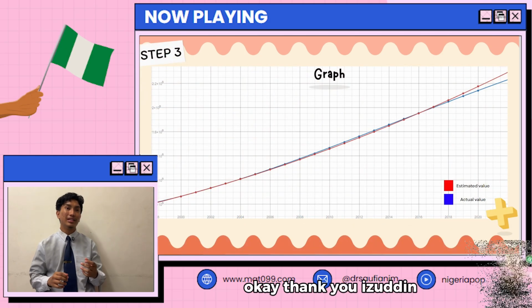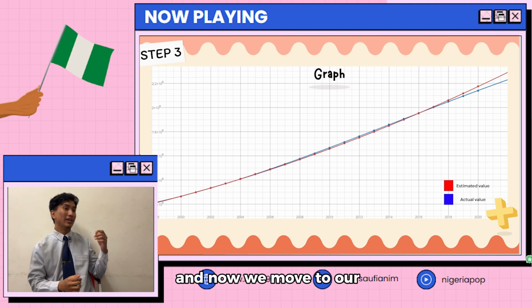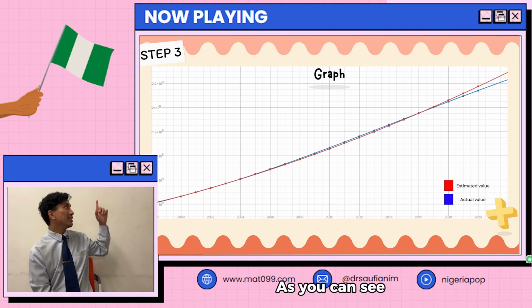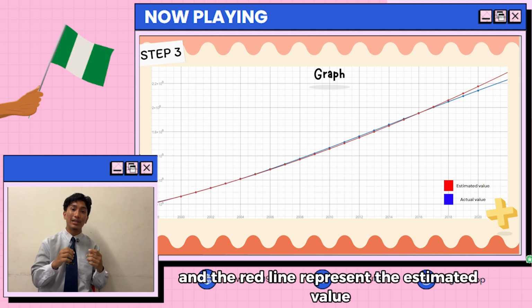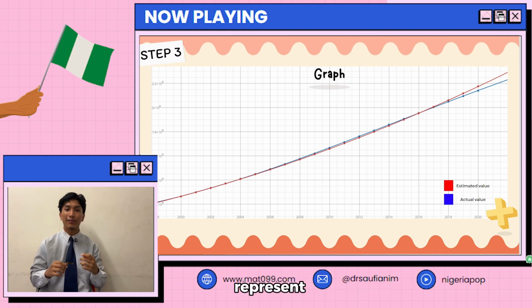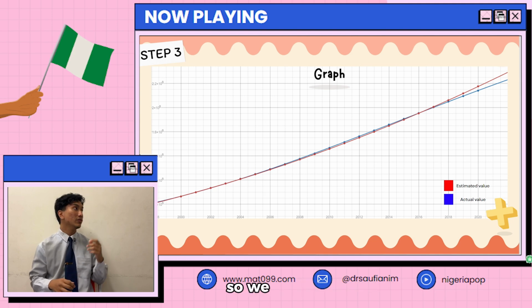Okay, thank you Izzuddin. And now we move to our next part, which is the graph. As you can see, this is our graph, and the red line represents the estimated value and the blue line represents the actual value. So we move to our next part.